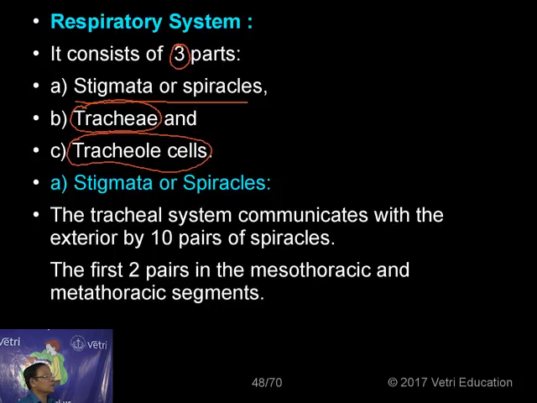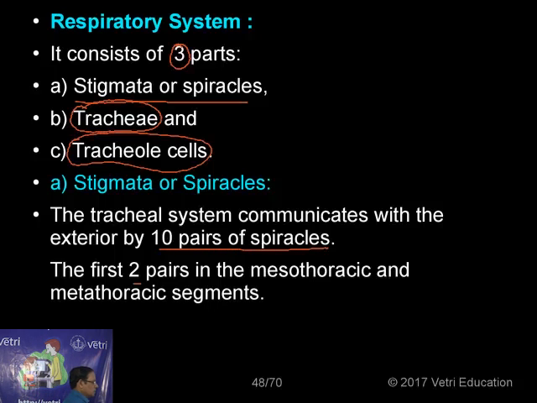Now the spiracles or stigmata. We have 10 pairs of openings present on the lateral side of the body. Two of them are present in the thoracic region, one in the mesothorax and another in the metathorax. The remaining 8 pairs are present laterally in the abdominal segments. So 10 pairs of stigmata or spiracles are present.